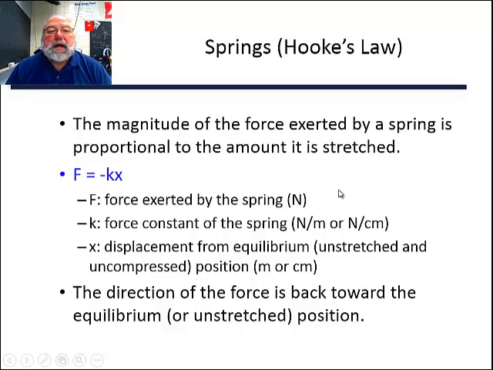Through some experiments, a guy named Hooke, he's from the same era as Isaac Newton. In fact, they didn't like each other very much. Hooke said that Newton stole all his work, and it turned out that Hooke was a liar. But he gets this law named after him.